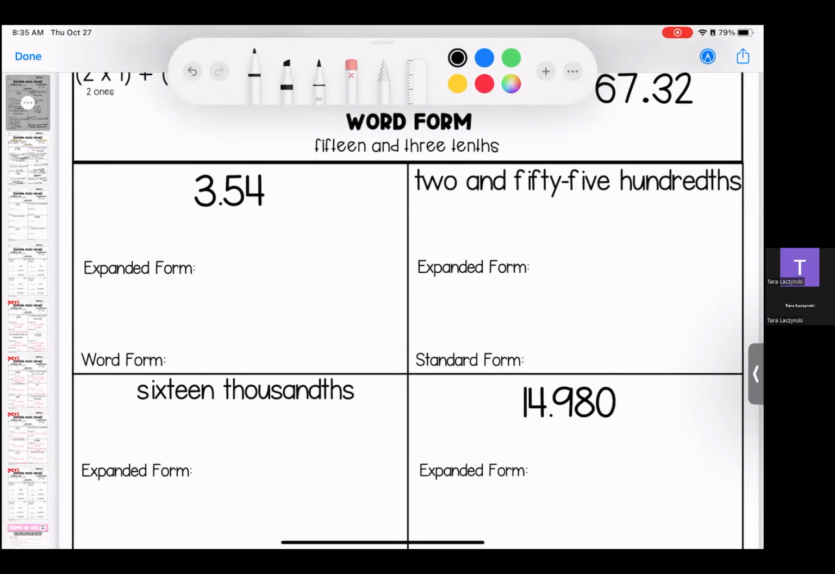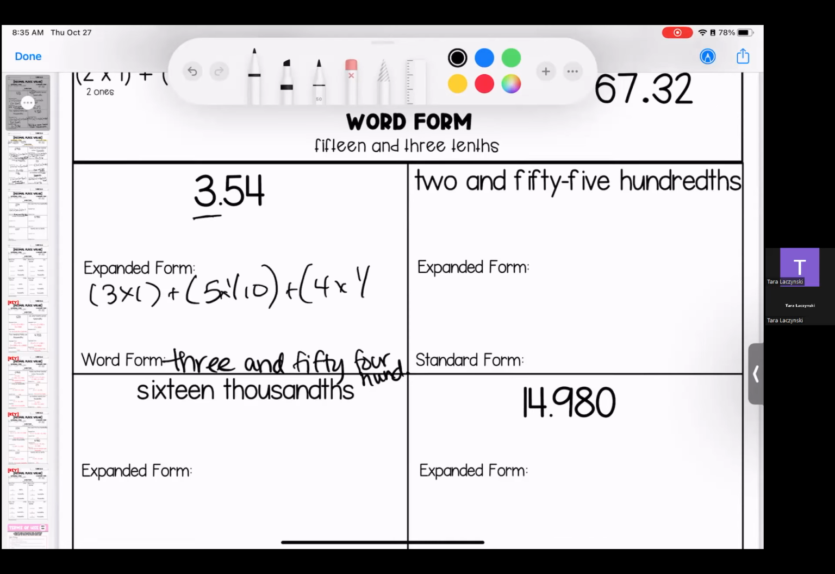We're going to start with the word form. We have a whole number, so we're going to put 3. We write the word and for our decimal. 54, and this is in the hundredths place. So 3 and 54/100ths. Expand it. We have a 3 in the ones place. We have a 5 in the tenths place. And we have a 4 in the hundredths place.